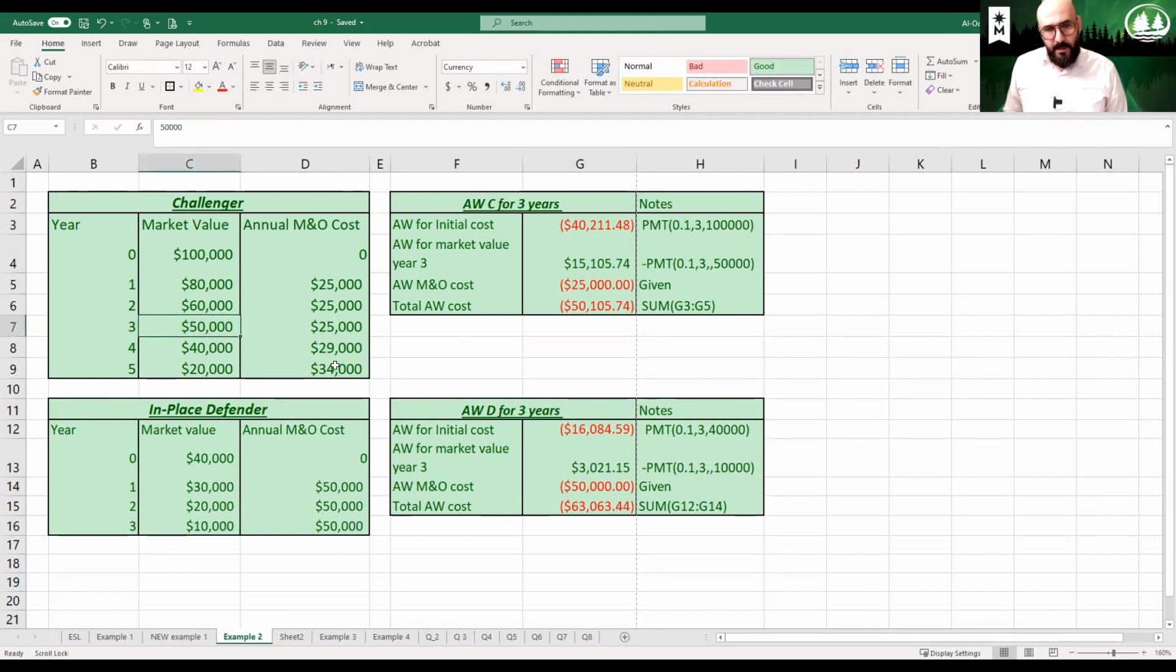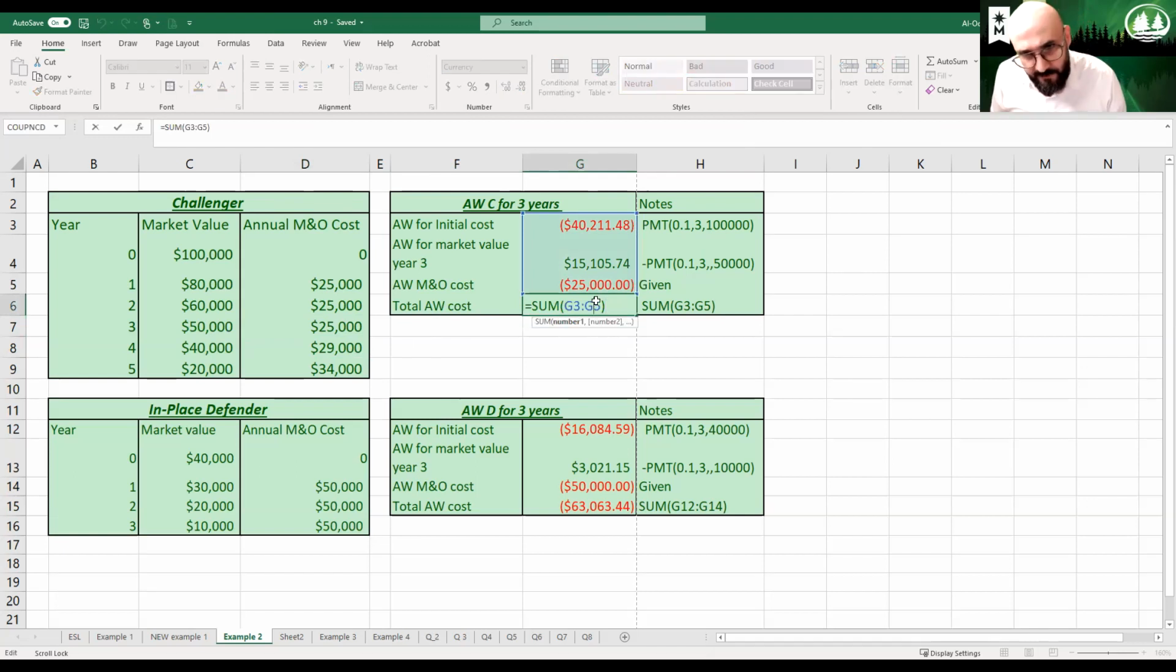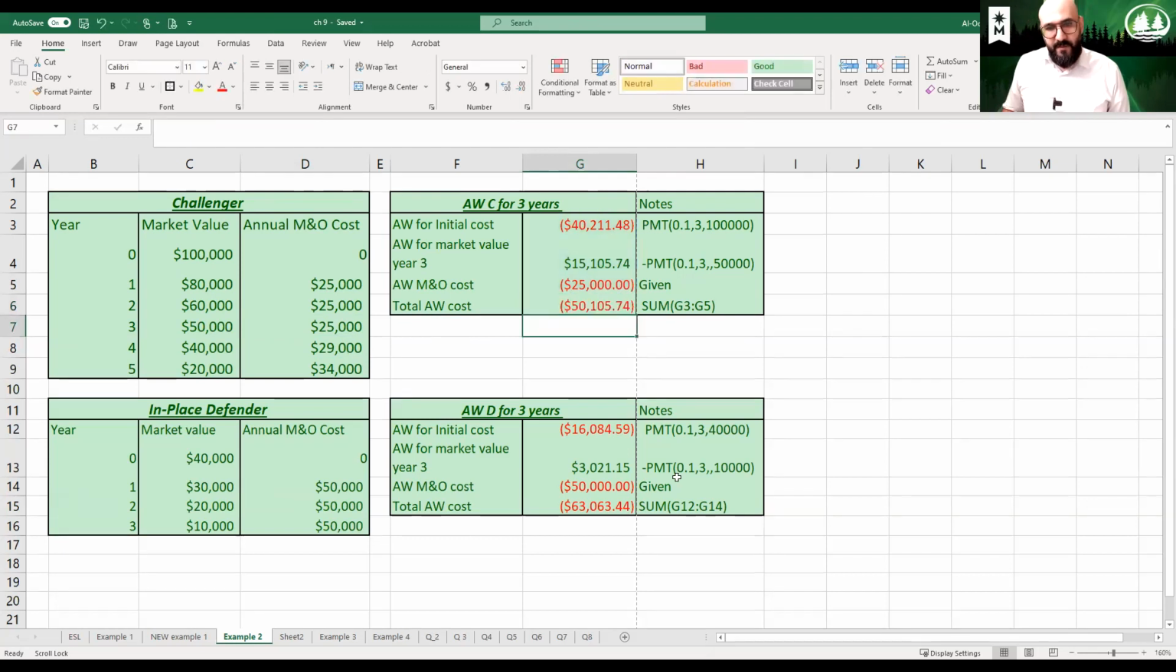Consider the 10% interest rate. The maintenance and operational cost looks like it's 25,000 here, and this is just given here. All right, now what would be the total annual worth cost for the challenger? Add these together, the 40 plus 50, 15 plus 24, and that would give you 50,000.